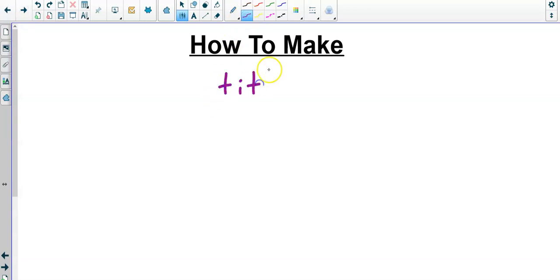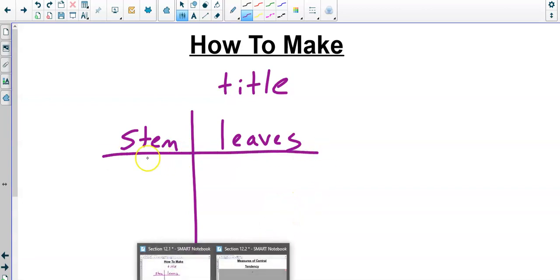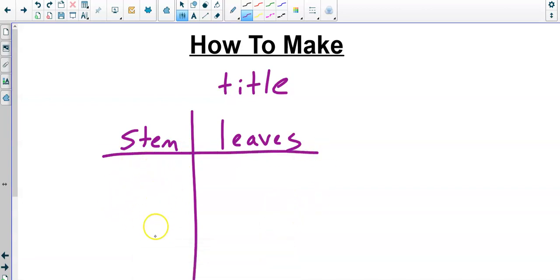Always a title, just like everything else. If you give us a display, there has to be a title for your display. What am I looking at? And then for you guys, you'll have a stem and you'll have leaves. All of your stems will go over here in order from least to greatest. No skipping of numbers. Do not skip numbers on your leaves. Excuse me, on your stem. And then over here will go the leaves, which we'll talk about here in a moment.